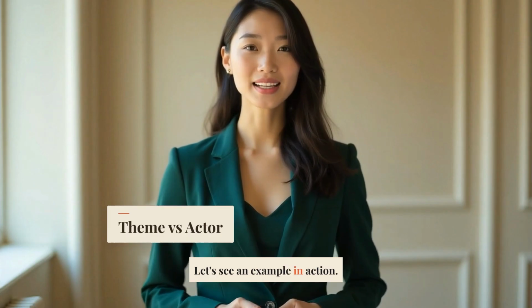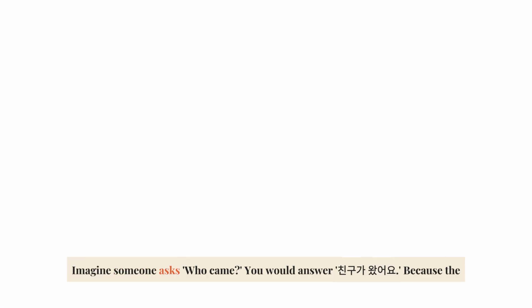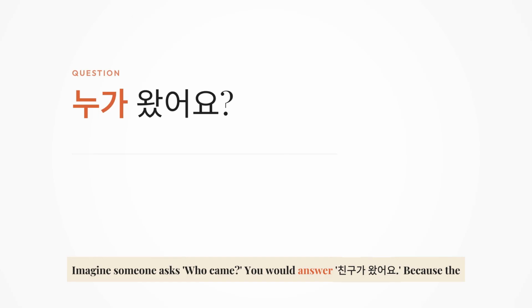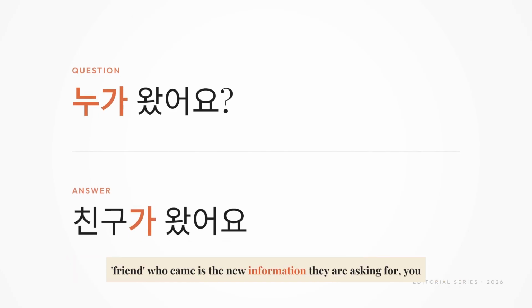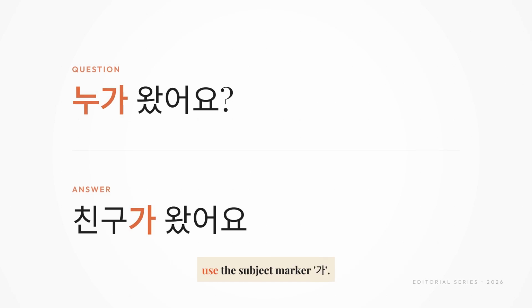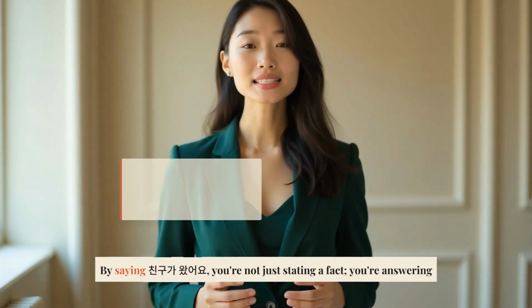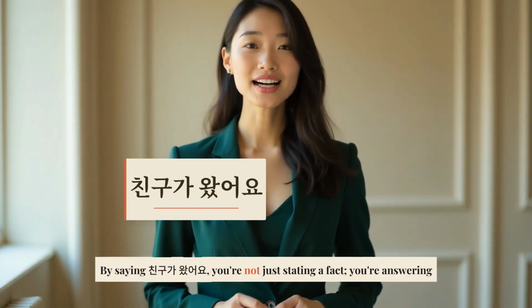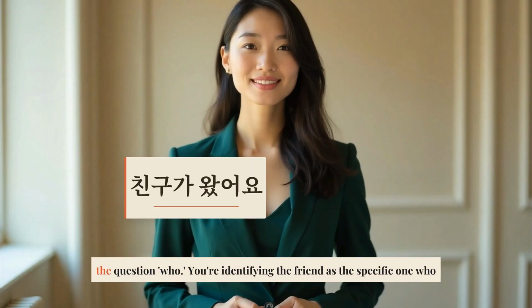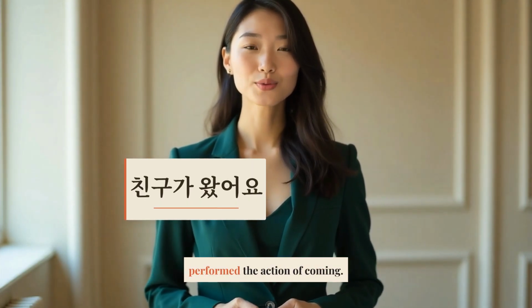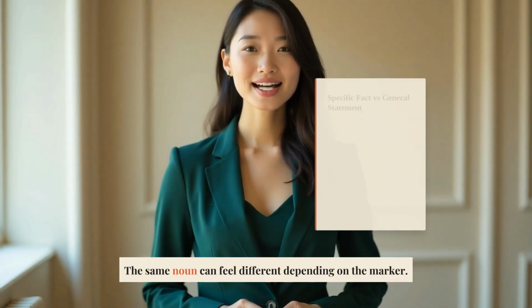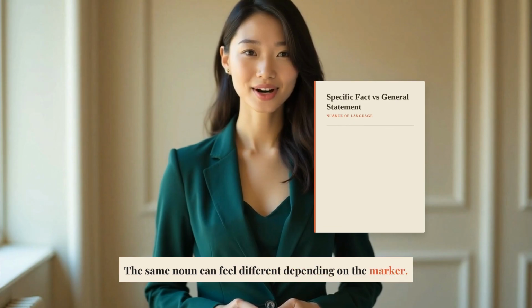Let's see an example in action. Imagine someone asks, "Who came?" You would answer, 친구가 왔어요, because the friend who came is the new information they are asking for. You use the subject marker 가. It picks out the specific person. By saying 친구가 왔어요, you're not just stating a fact, you're answering the question who. You're identifying the friend as the specific one who performed the action of coming. 친구가 왔어요.